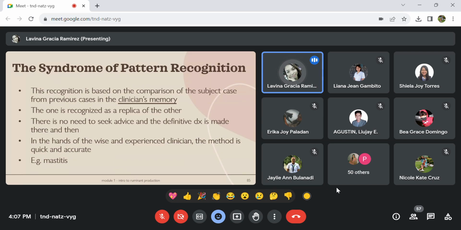So it will give you an idea what could be the possibilities that the animal is suffering from. So may mga diseases, there are some diseases that once you had a glance once, and then the second time having the same or similar manifestation, then you will have a tentative or suspected cause. So that is how syndrome pattern recognition wants to tell you. The one is recognized as a replica of the other. So similarities. Okay, so there is no need to seek advice and the definitive diagnosis is made there and then.